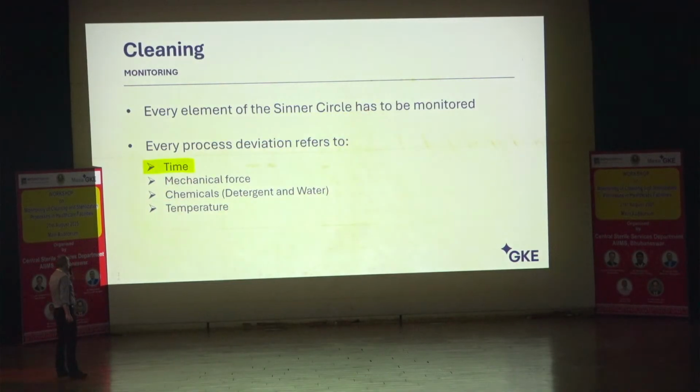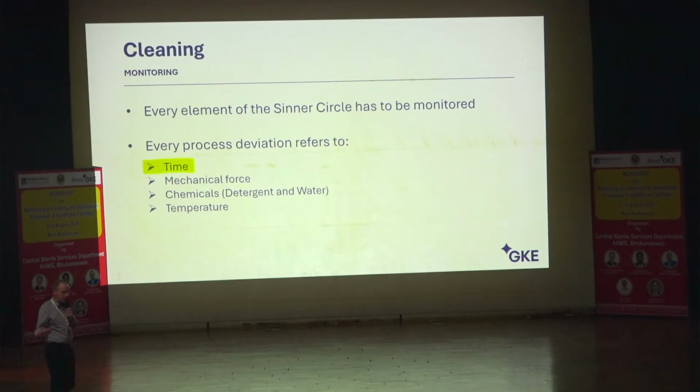Okay, now let's have a look on the different deviations that we can have in our cleaning process. And as I said before, whenever you have a problem in a cleaning process, it will be affecting one part of the Zinner circle. So it can only be one of these four: time, mechanical force, chemicals, and temperature. Now let's have a look on that. Let's have a look on time.